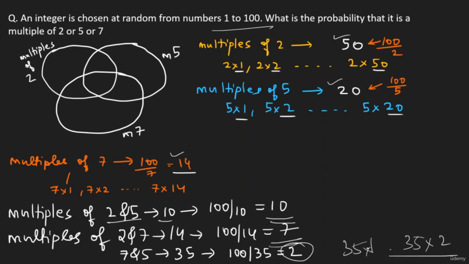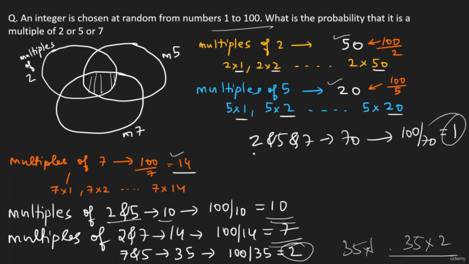Alright, what about multiples of 2, 5 and 7, which is this region over here? We will have one multiple or one number which is a multiple of 2, 5 and 7, right? Because we just need to find multiples of 70. So you have just 70. The next one would be 140, which is greater than 100. So we have only one number which is a multiple of 2, 5 and 7. Alright, let's move on.